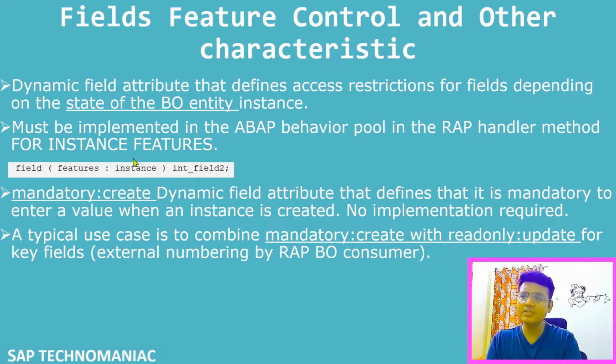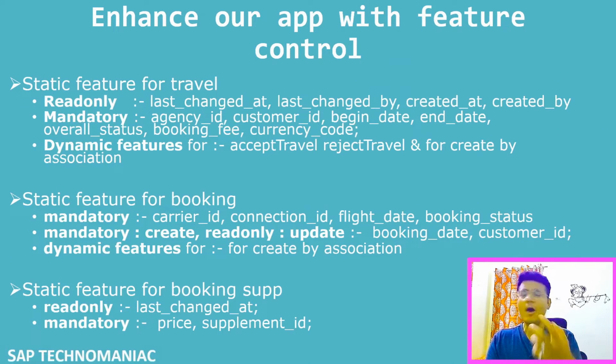And for these things, mandatory, create and read only, update, we need not do any code implementation, because it is not done by us, it is implemented by the framework. You will get the error automatically. And a typical case, as I told you, we can combine mandatory, create and read only, update, during the early numbering scenario. Now, we will jump into the system.